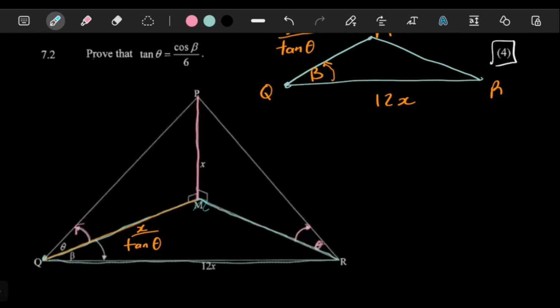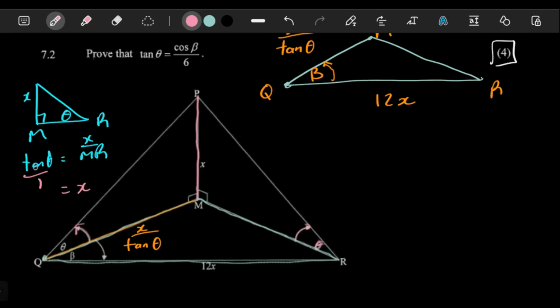Because MR is going to be the same as QM, if you were to use this right angle triangle here. Here there's theta, and here there's x. So MR, you know that this is adjacent, and this is opposite. So tan theta is equal to opposite over adjacent. If you isolate MR, if you cross multiply, 1 times x is x, MR times tan theta is MR tan theta, and then MR is equal to x over tan theta.